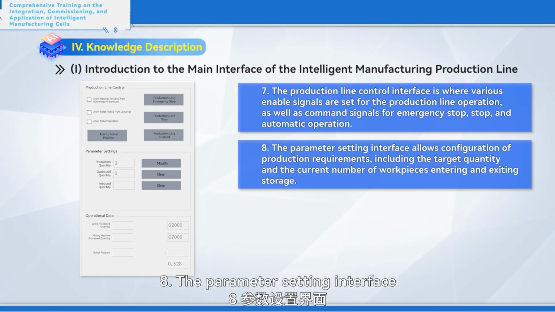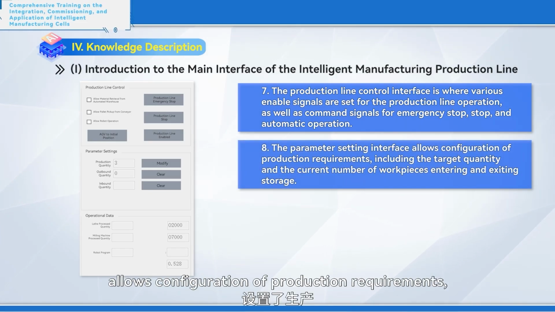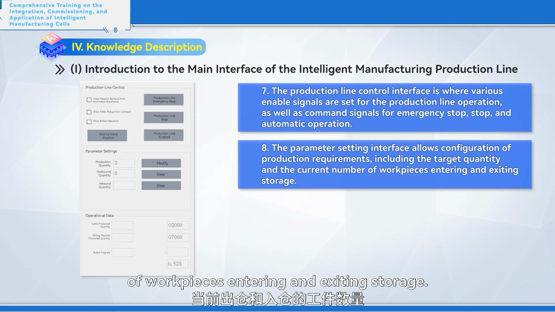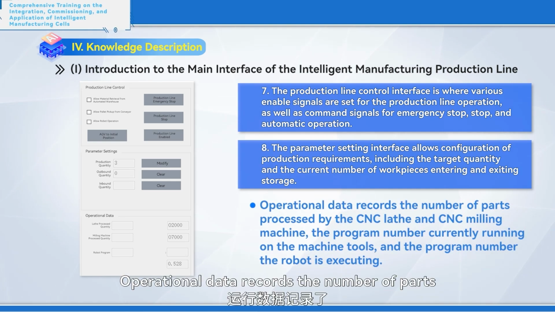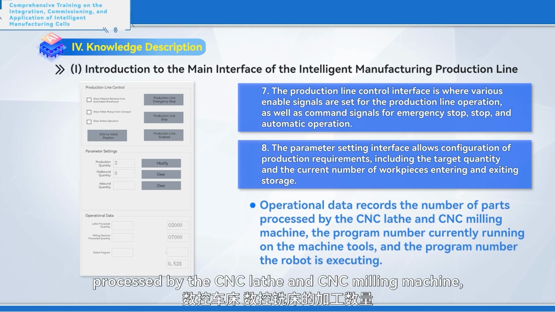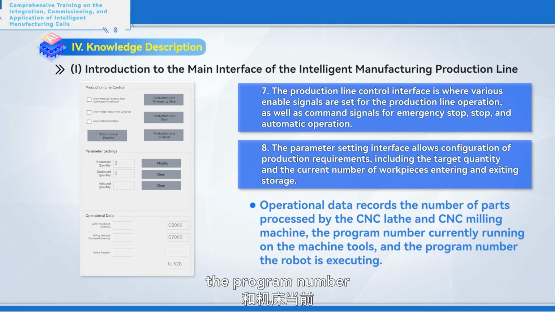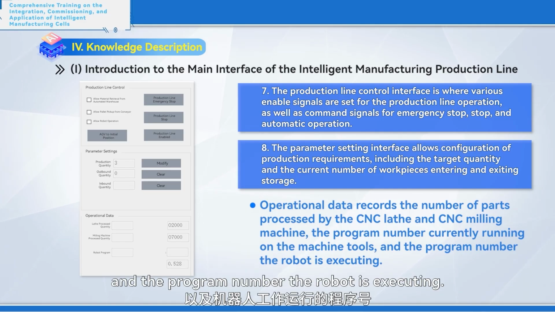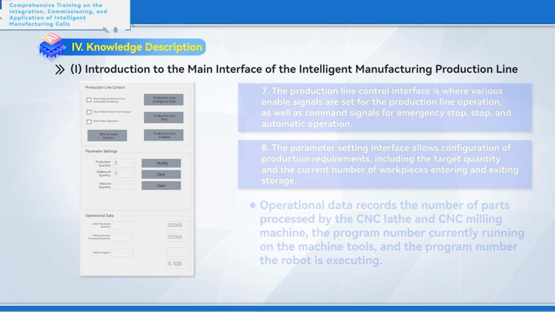8. The parameter setting interface allows configuration of production requirements, including the target quantity and the current number of work pieces entering and exiting storage. Operational data records the number of parts processed by the CNC lathe and CNC milling machine, the program number currently running on the machine tools, and the program number the robot is executing.